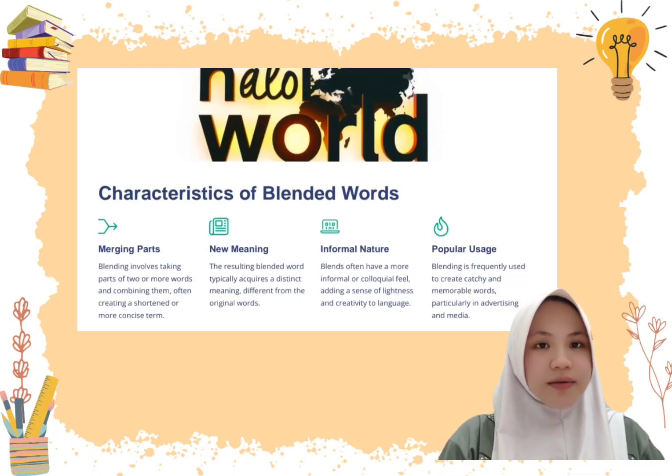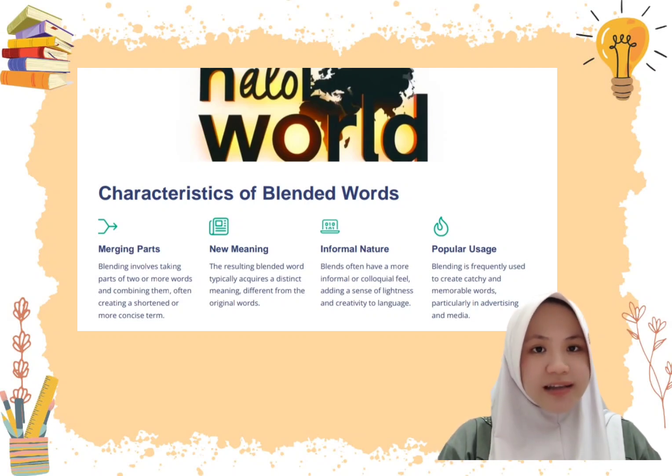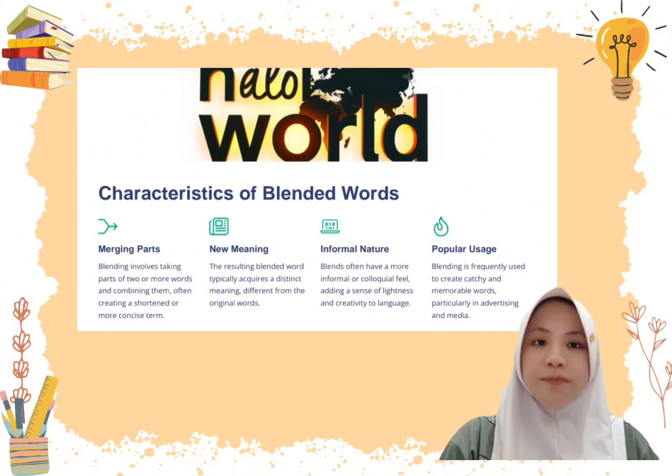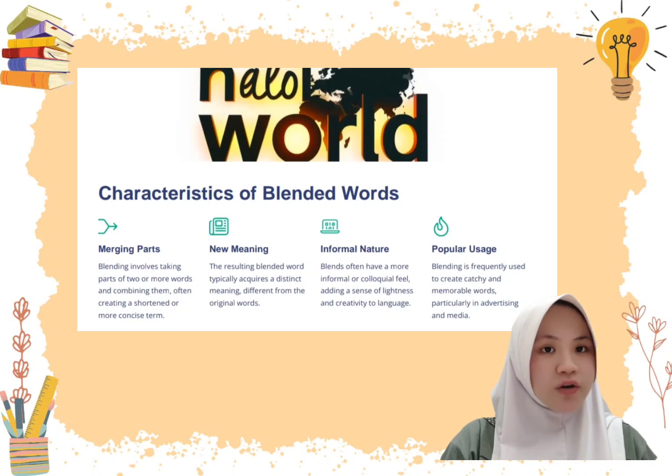Slide 6. The characteristics of blended words. Blending takes parts of two or more words and combines them. These new words are usually shorter, have unique meanings, and feel informal or creative. Examples include smog for smoke plus fog and brunch for breakfast plus lunch.